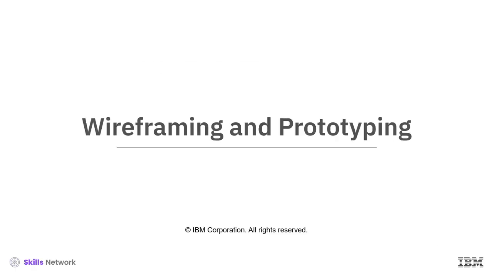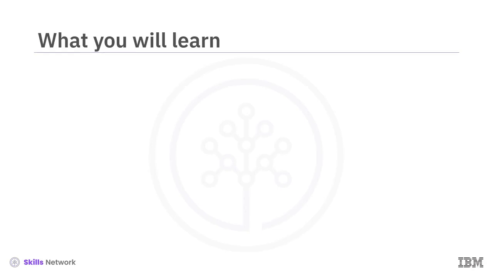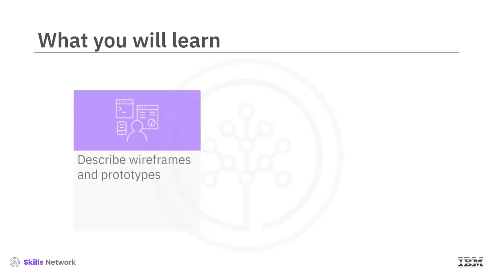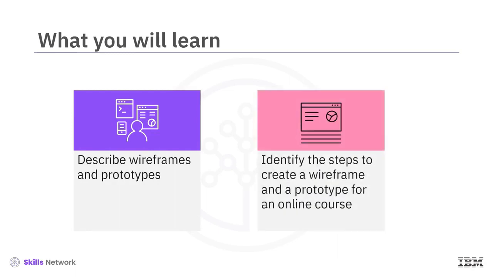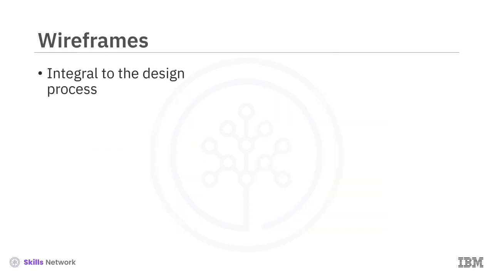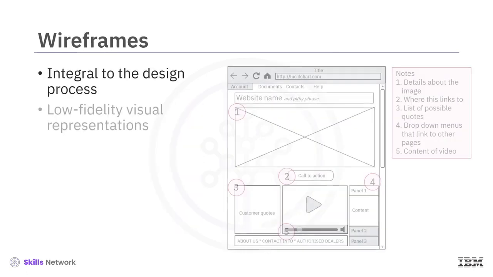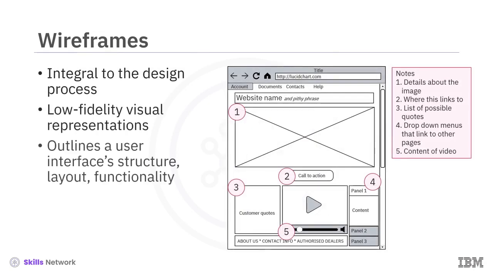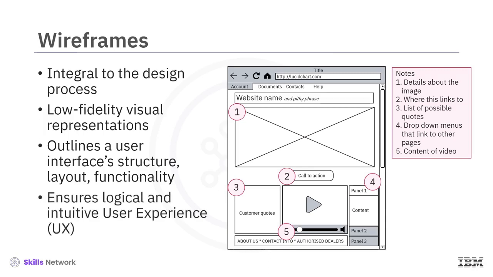Welcome to wireframing and prototyping. After watching this video, you will be able to describe wireframes and prototypes and identify the steps to create a wireframe and a prototype for an online course. Wireframes and prototypes are integral to the design process. These are low-fidelity visual representations that outline a user interface's UI structure, layout, and basic functionality. They aim to map the interface's user flow and interaction patterns to ensure a logical and intuitive user experience, UX.